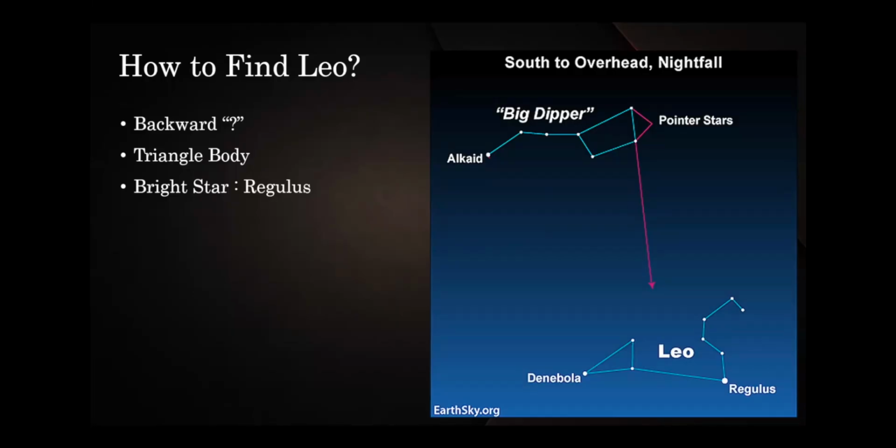Also, Regulus is one of the brightest stars. Once you can identify the reverse question mark with Regulus, the other constellations should be pretty visible at that point.